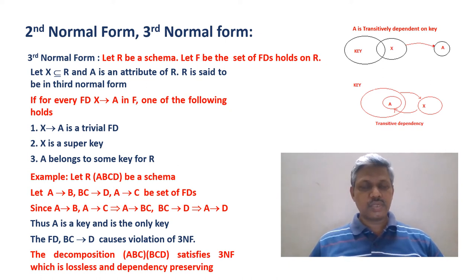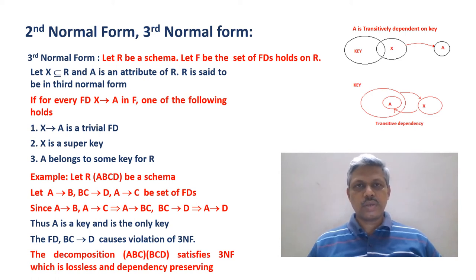One more important observation here is that if the third condition is satisfied, A belongs to some key of R, then the schema is in BCNF, but still a transitive dependency exists. So with respect to this definition of transitive dependency, even though the schema is in BCNF, a transitive dependency may exist, but if the schema is not in BCNF, definitely a transitive dependency exists. So with respect to this definition, the mere presence of a transitive dependency does not mean we can say it is not in BCNF, because of the third condition.